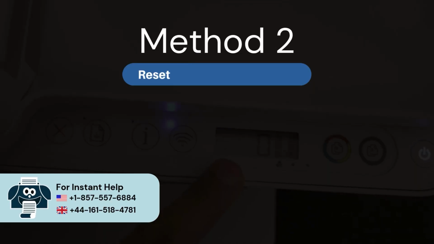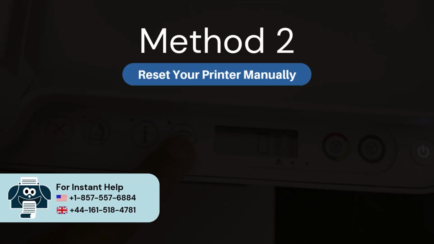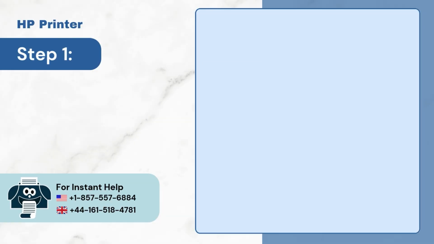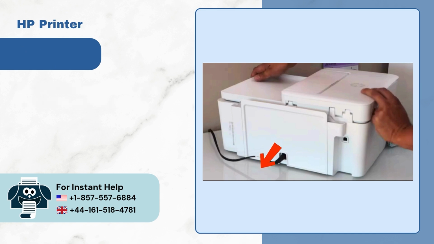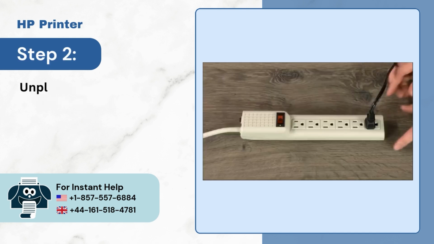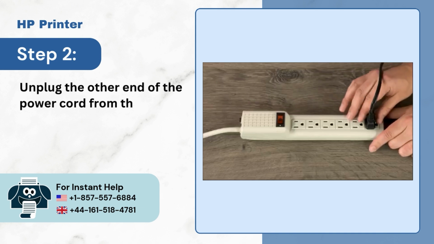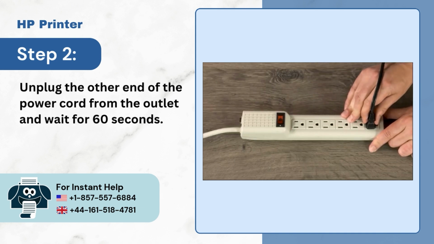Method 2. Reset your printer manually. Step 1. Remove the power cord while the printer is on. Step 2. Unplug the other end of the power cord from the outlet and wait for 60 seconds.